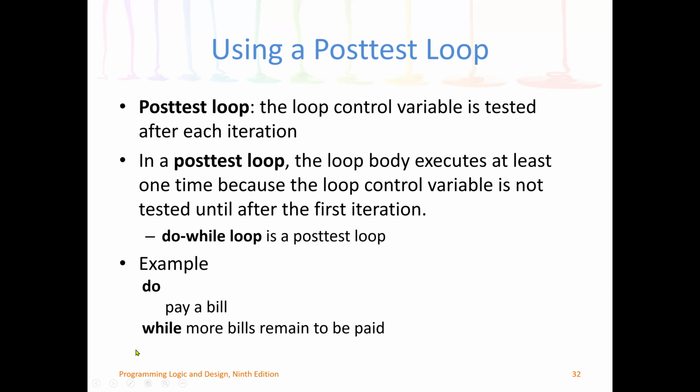So here you can see the example. Do something first. Here we are paying a bill. Do pay a bill. Then when you finish paying the bill the first time, check whether more bills remain to be paid. If this condition is true, then we have to keep paying the bills. If the condition is false, we stop paying the bills. So again, this is called post-test because we have to do something first before we test our condition. A very good example here is do pay a bill while more bills remain to be paid. So our condition is more bills remain to be paid. If it's yes, then we go and pay the bill again. If it's no, we come out of the loop.